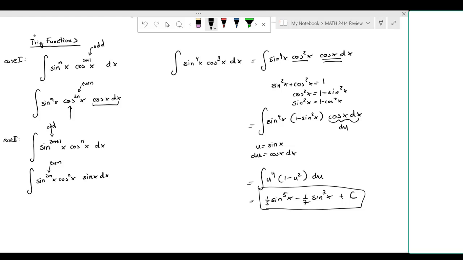So I guess this was example 8, so I'll do example 9 next. You know what? You don't even have to have the cosine in the numerator, so let's do something like square root of cosine x, and then sine cubed, just for kicks. Because it's the same idea, we have an odd power of sine.